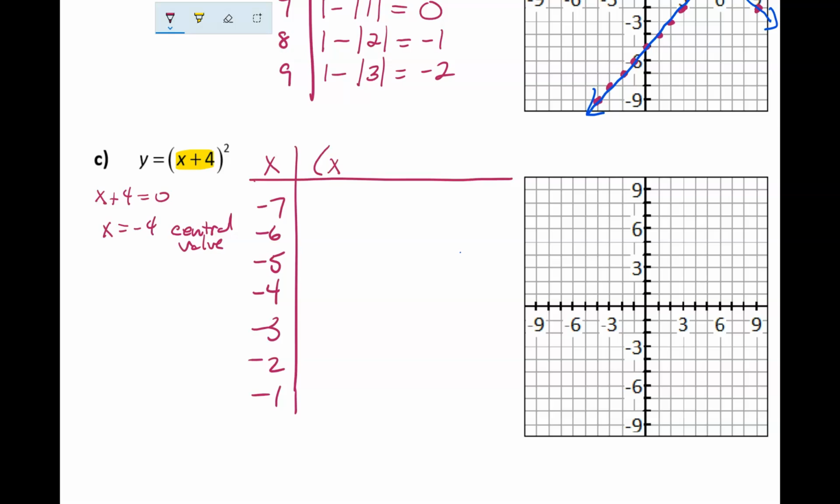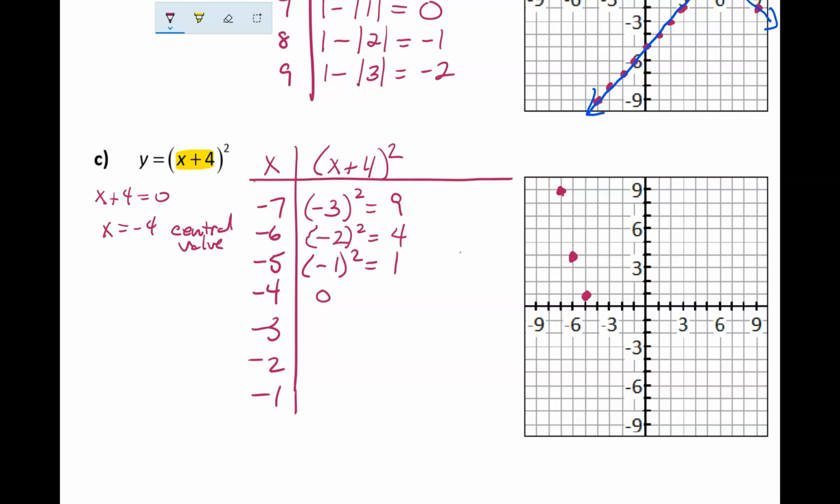And the y values are equal to x plus 4 squared. So negative 7 plus 4 is negative 3, and negative 3 squared is 9. I can graph the point negative 7 comma 9. So that's there. And when x is negative 6, we get negative 6 plus 4, which is negative 2. Squared is 4. That's negative 6 comma 4. Can graph that one too. And negative 5 plus 4 is negative 1. When I square that, I get 1. So negative 5 comma 1.